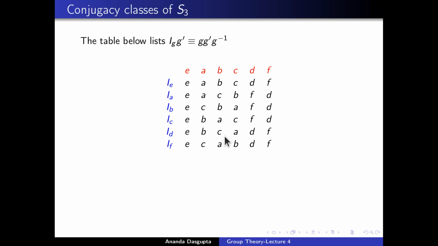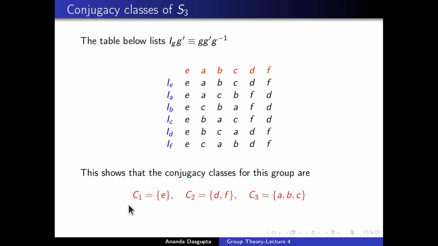So our 6-element group S3, the group of all symmetry elements of an equilateral triangle or the set of all permutations of 3 objects, can be broken up into 3 conjugacy classes. C1, which is the singleton set, the identity. C2, which has 2 elements, D and F. C3, which has 3 elements, A, B and C.